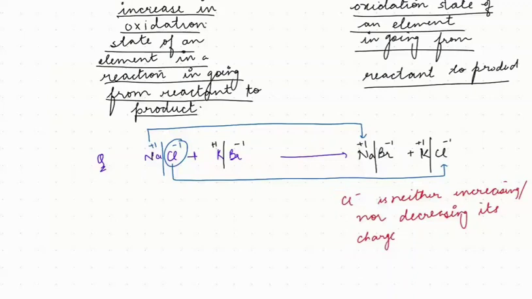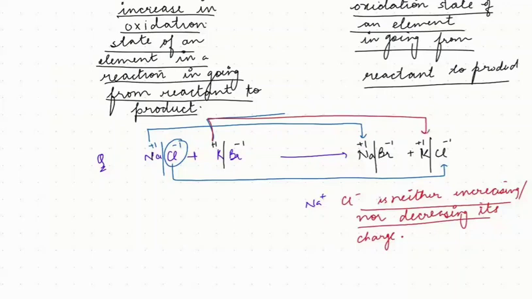Yes. So basically, Cl negative is neither increasing nor decreasing its charge, which means that it is neither getting oxidized nor getting reduced. The same is true for Na plus, which is also neither increasing nor decreasing its charge, because oxygen and hydrogen are not involved in the reaction. Yes. K plus, you look at K plus. How does K plus work? K plus remains K plus 1, and see, Br minus remains Br minus 1. That means there is no increase or decrease in the charge.